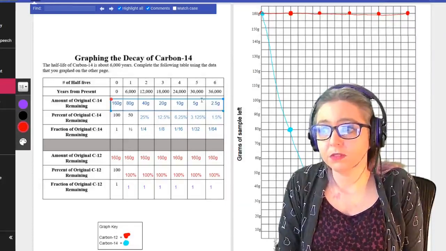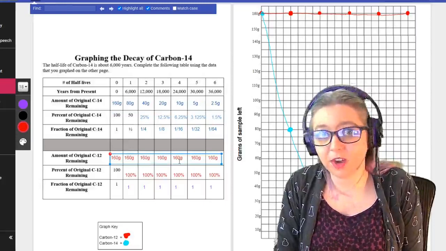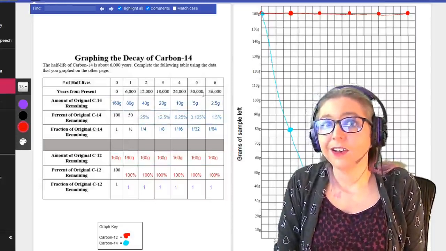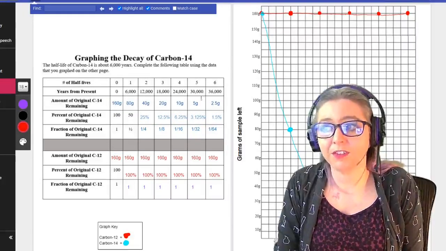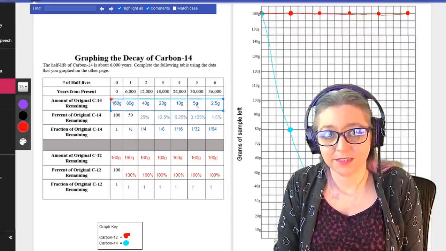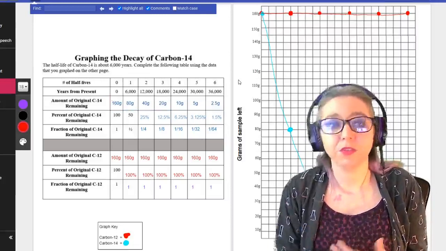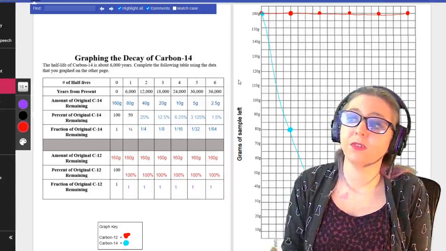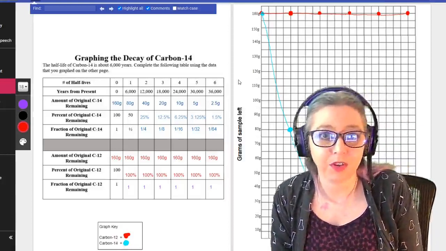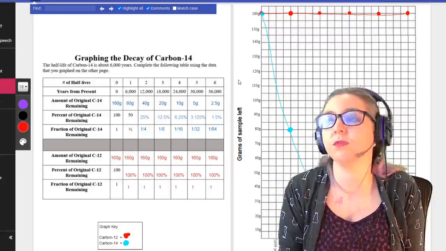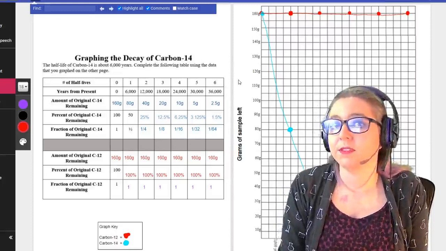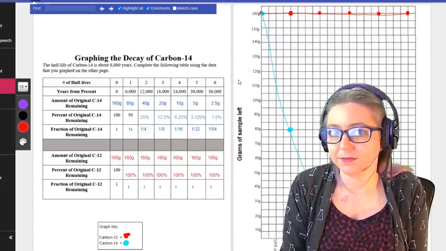So if I dig up a bone with 160 grams of carbon-12 and only 5 grams of carbon-14, I need to figure out how many half-lives took place to cut 160 down to 5 grams. Now, the real numbers we work with are much different because less than 1% of your total carbon is carbon-12, so it's a much more askew ratio. But it's the same principle, just the numbers work out differently.